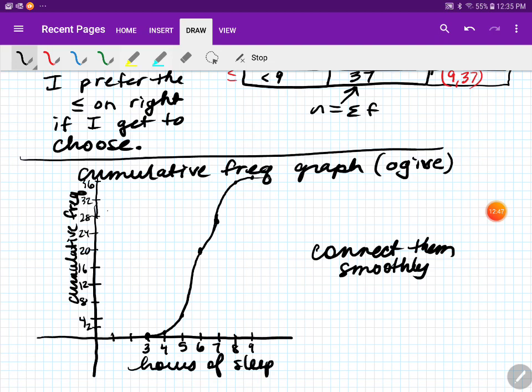10 hours of sleep would still be the same 37. So if I was going to draw it, I would just draw it like that, but usually people don't draw it at the end. Now, that kind of looks like a curve called a logistic. OGIVEs always remind me of logistics.